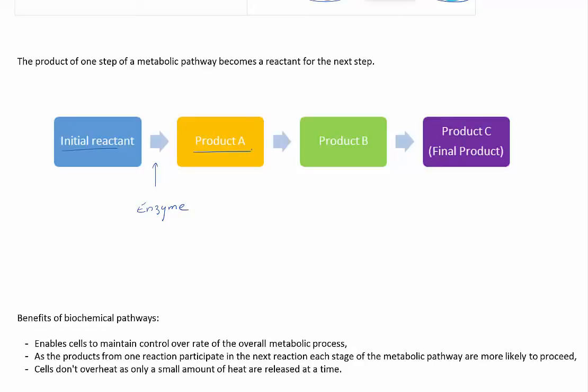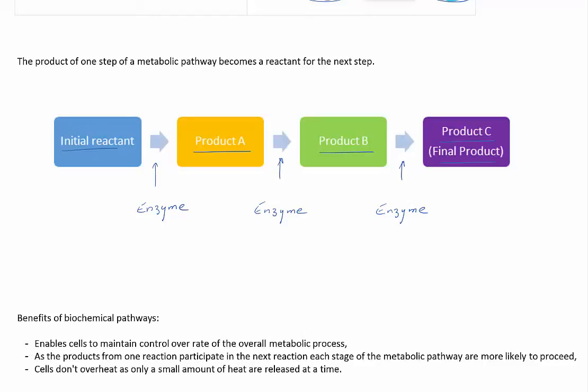Product A then becomes the reactant for another reaction catalyzed by another enzyme, which forms product B. And then of course product B becomes the reactant, which is reacted by another enzyme to form a product C, which is the final product in this reaction. So the product of one step of a metabolic pathway becomes a reactant for the next step, and this ensures that products from a previous step are continually being removed by being the reactant for the next step.